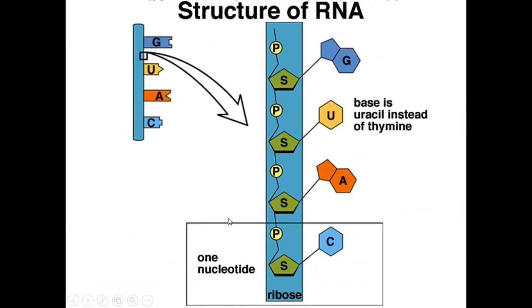All right, again, another picture. So here I have my sugar, phosphate, right? That makes up the side like this, right? And then I have my bases, G, U, A, and C.